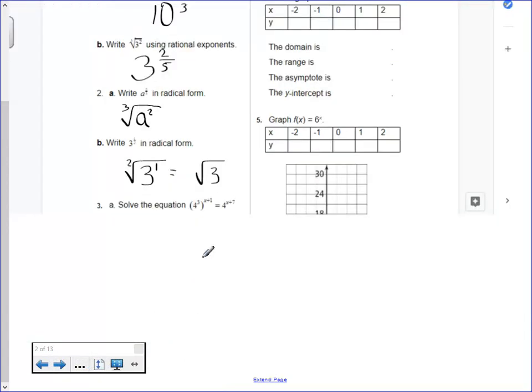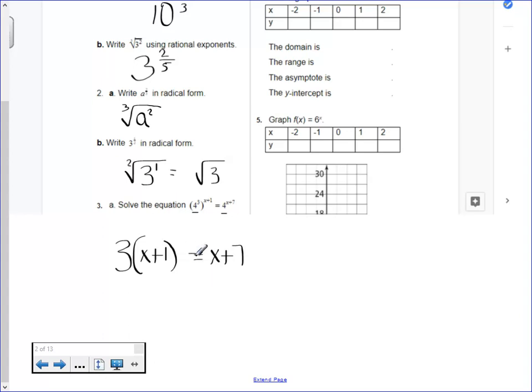Okay, number 3, it says solve this equation. We have 4 raised to the 3rd power, and then they also raised it to the x plus 1 power. And the other side is 4 raised to the x plus 7. Since they both have a base of 4, you can go ahead and get rid of that. This would be 3 times x to the 1st power. And then this one, there's nothing to even do. It's just x plus 7. So now it's an equation that you can solve.